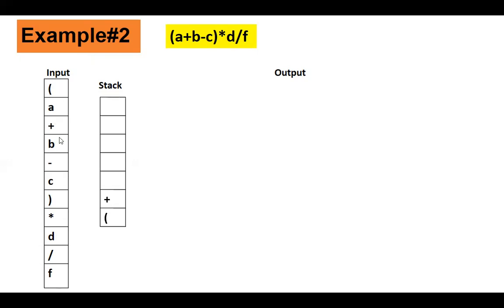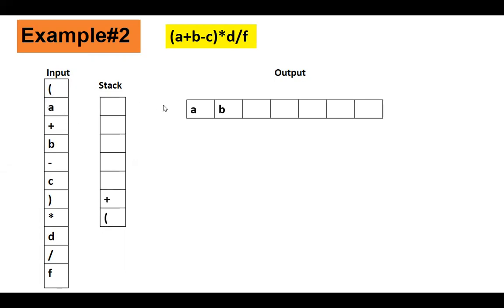Next, what you read is B. B is an operand, so it will be directly added to the output. Now next, what you read is an operator, that is minus. You already read A and added it to the output. First you read the opening bracket and add it to the stack.